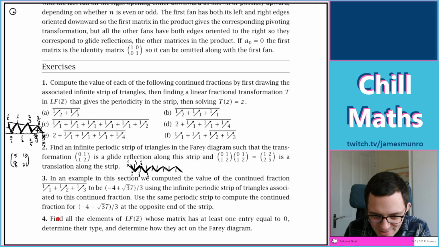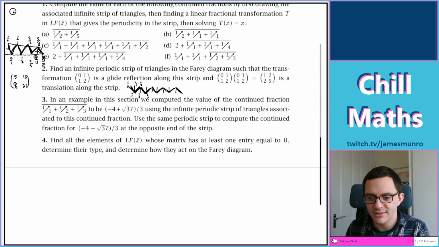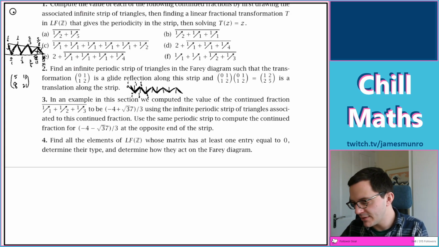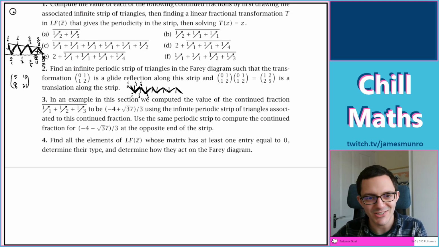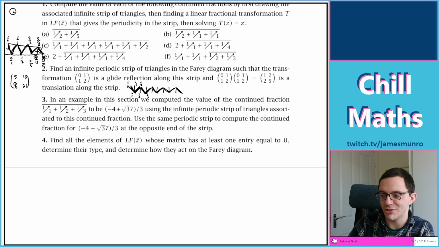And then finally, what's this? Find all elements of LFZ whose matrix has at least one entry equal to 0. Determine their type and determine how they act on the Farey diagram. Oh, is this the final transformations thing? And Maths Tutor 2 wants me to do it because then we'll understand all the transformations.